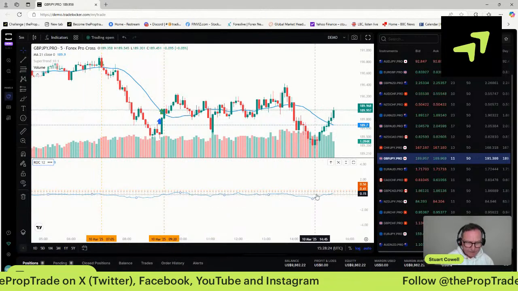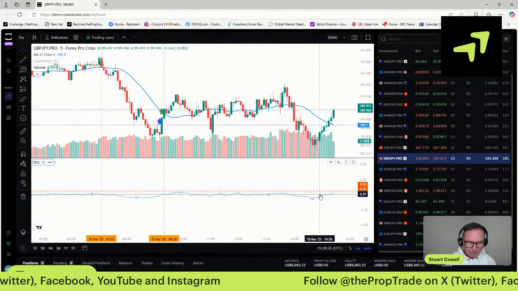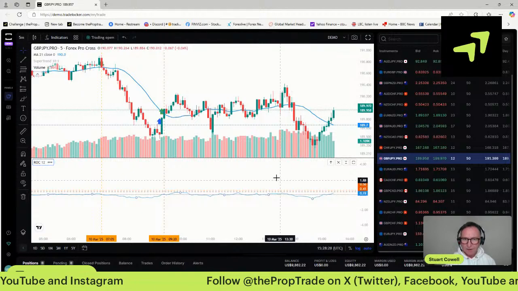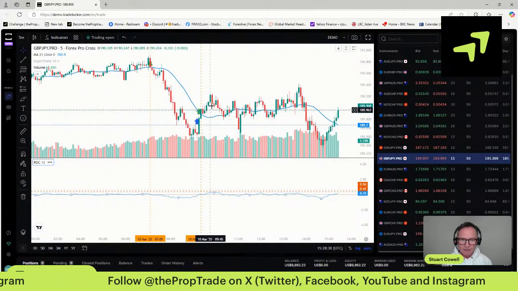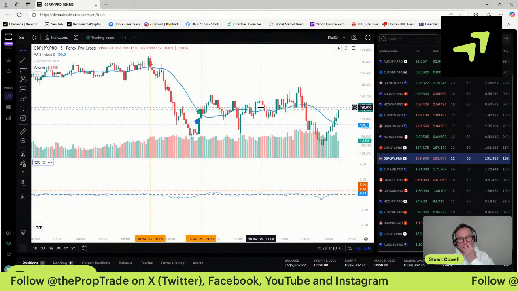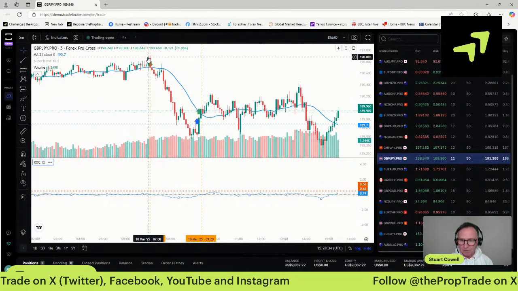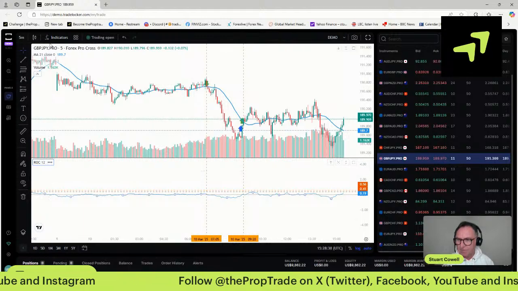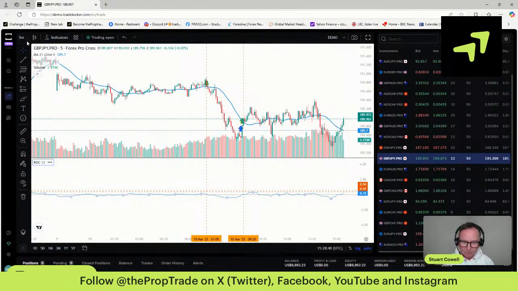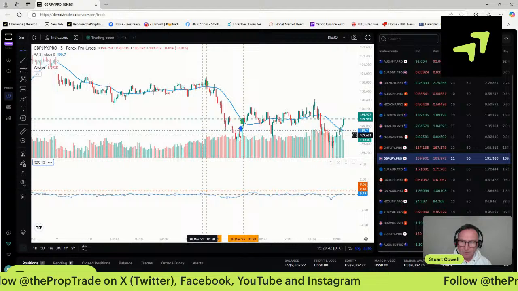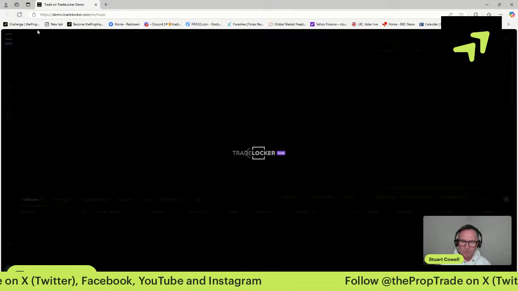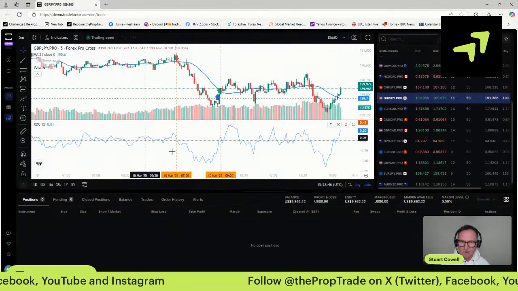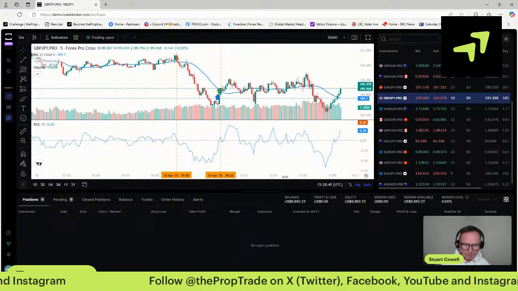Okay, so we can see this is our zero line here, the grey dotted line, and there's not been a great deal of direction, has there? Since we started, we've had this big move. It's not displaying that properly. There we are. That's better.